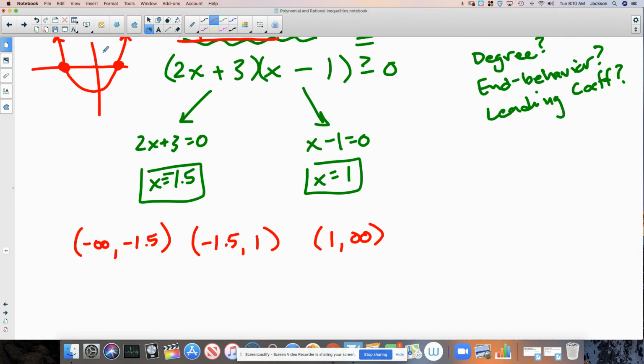So if we look at this graph in 3 different intervals, we have this first interval, which is from negative infinity to negative 1.5. We have this second interval, which is from negative 1.5 to 1. And then we have the third interval, which is from 1 to positive infinity. Under which of these 3 intervals is this function greater than 0?